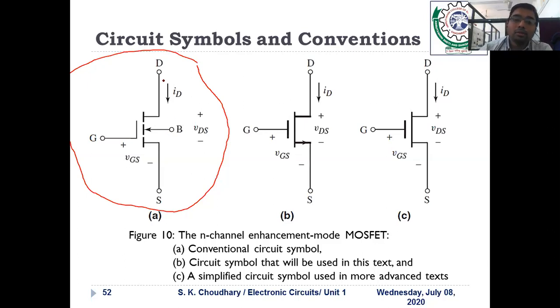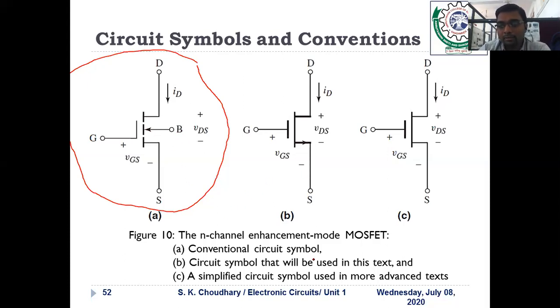These three broken lines are the indication of the channel, and that channel is absent now. When you apply the external voltages, gate to source and drain to source, only then will this channel be formed and come into conduction mode. That's why it is called the enhancement mode transistor, and this is the main reason why these lines are broken. The arrow on the body terminal indicates the N channel.